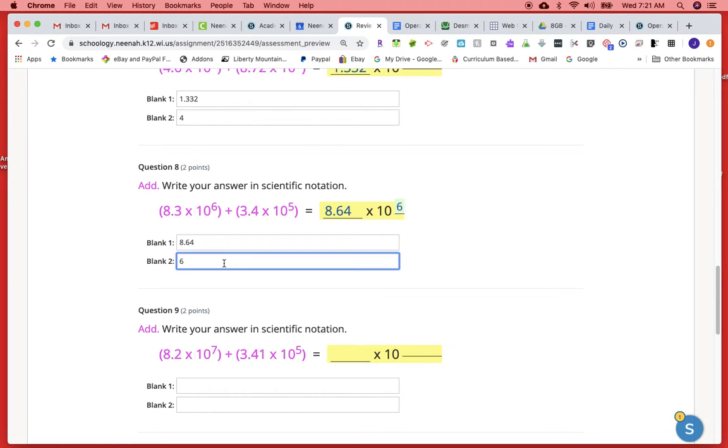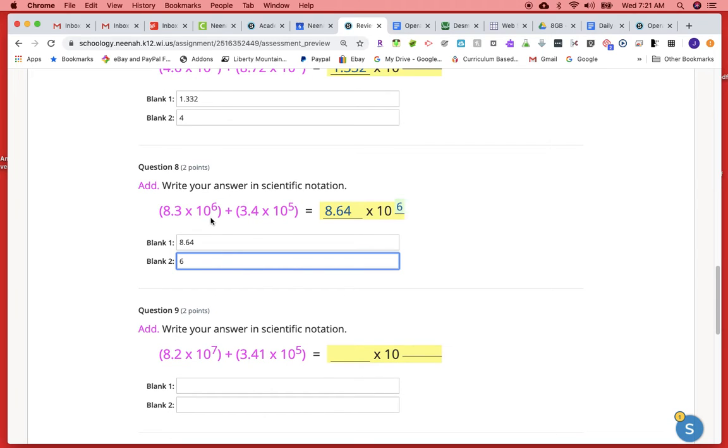And our last step is making sure that it is in correct scientific notation, and it is in this case. If you would have changed the first exponent to a 5, at the very end you would have had to move your decimal. So there would have been a little bit of work, but you would have come out exactly the same. Same answer, just one more step.